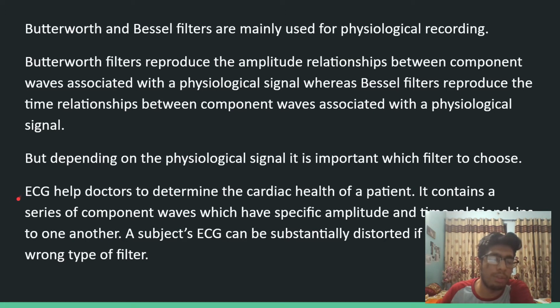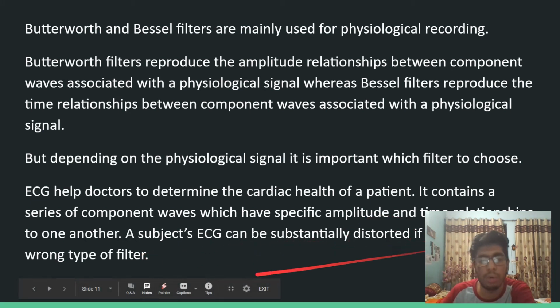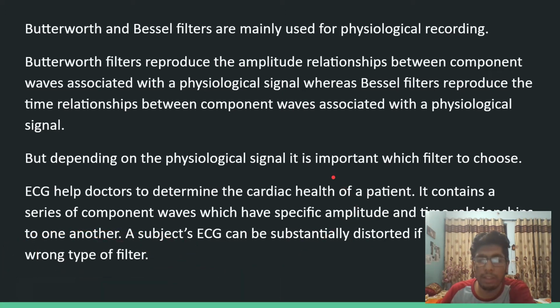Taking an example of the electrocardiogram, which is also called the ECG, which helps doctors to determine the cardiac health of a patient. It contains a series of component waves which have specific amplitude and time relationships with each other, and a subject's ECG can be substantially distorted if run through the wrong type of filter. So it is quite important to know which filter to choose in which situation, otherwise the results can be quite deadly, or not deadly but serious.